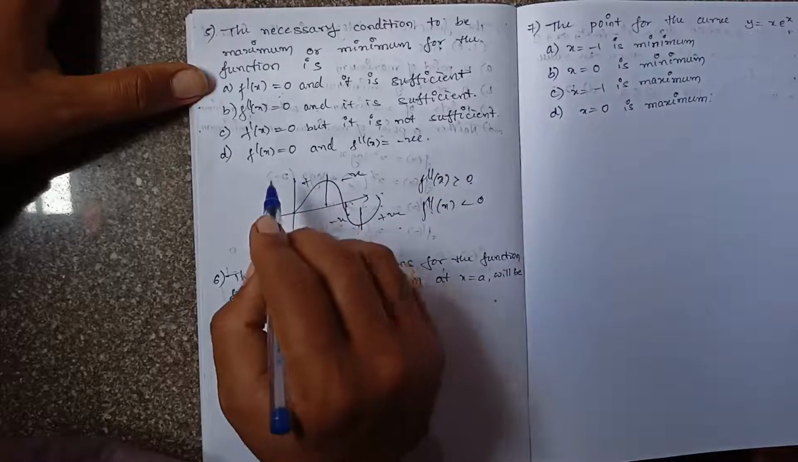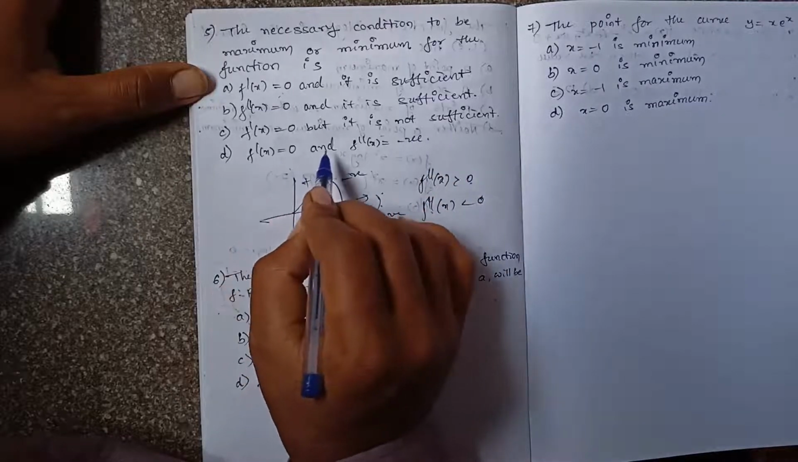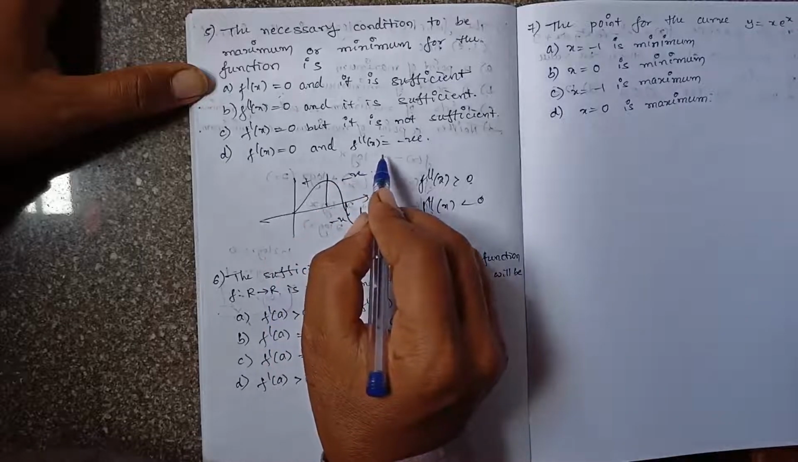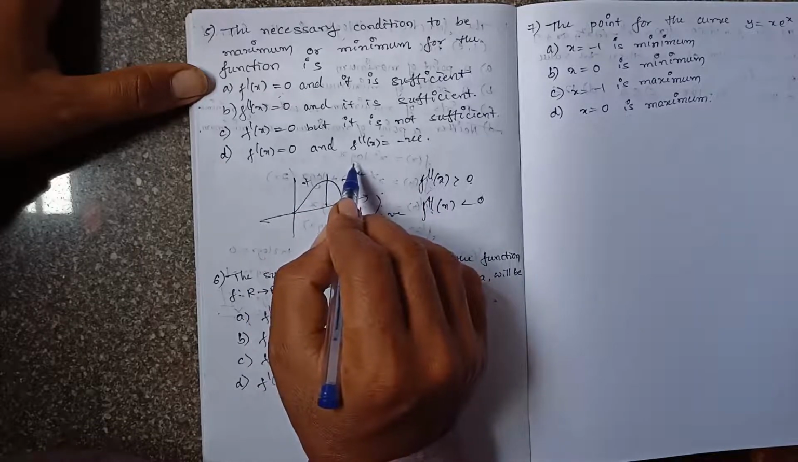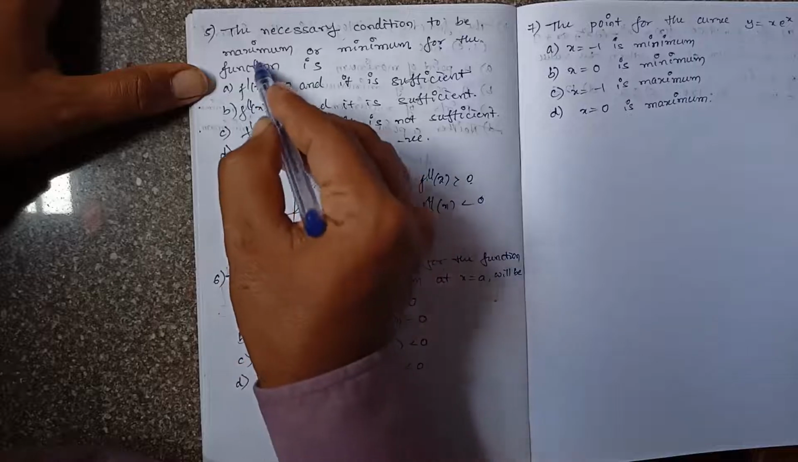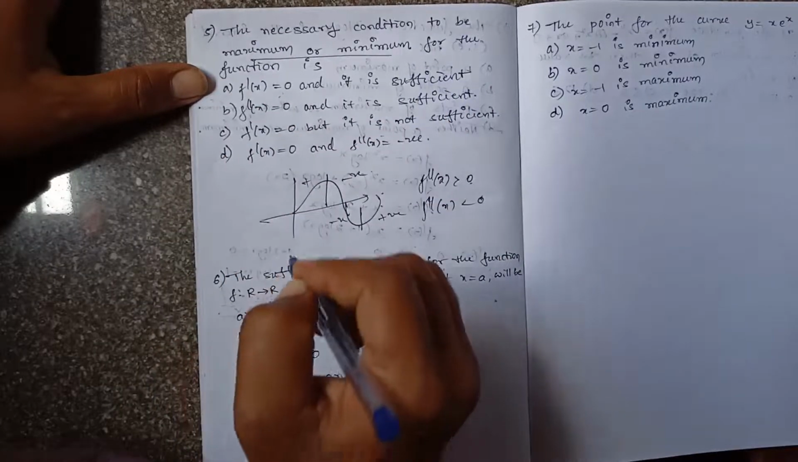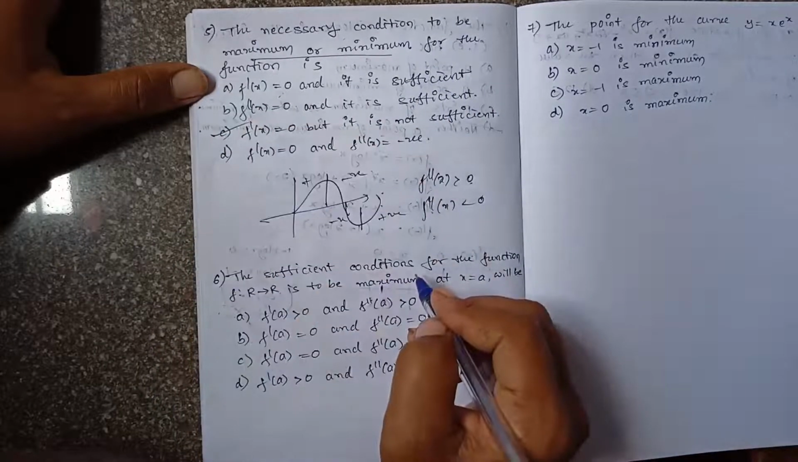Let me check option D also. F dash of x is equal to 0 and f double dash of x is negative. This condition is for maximum. Here the condition is for maximum or minimum. So among these, which one is suitable? C is suitable.